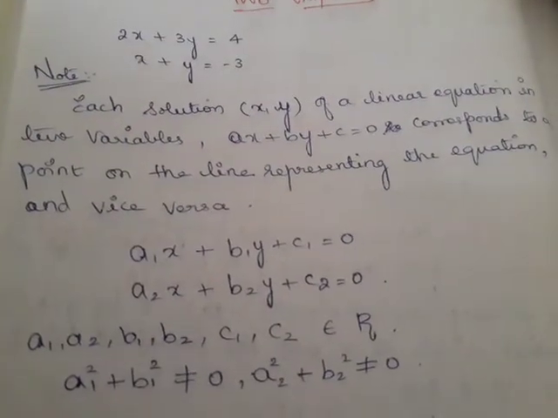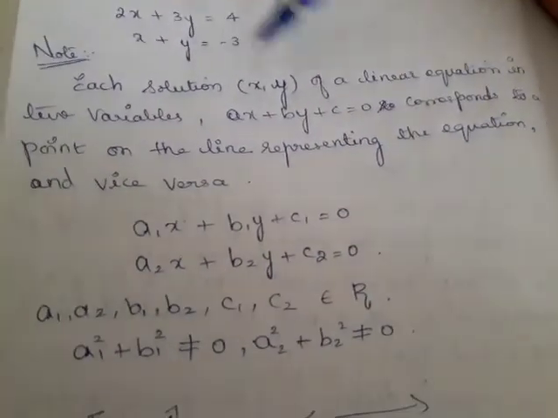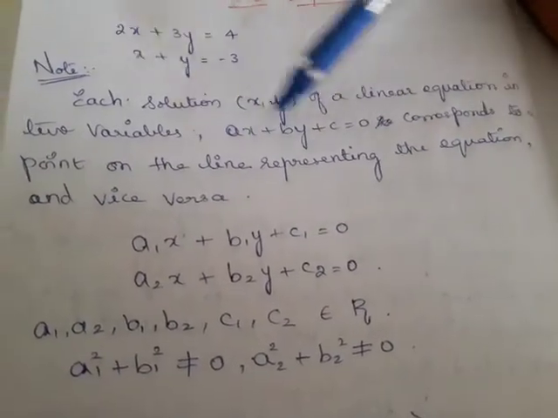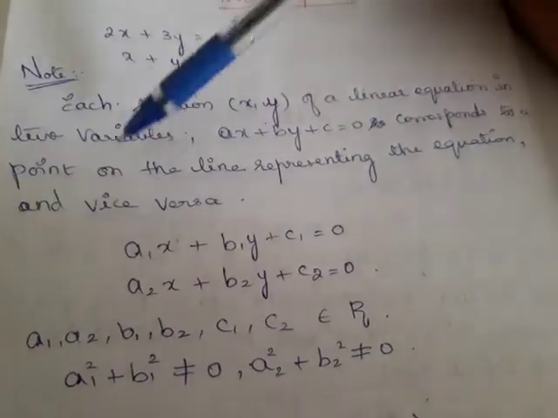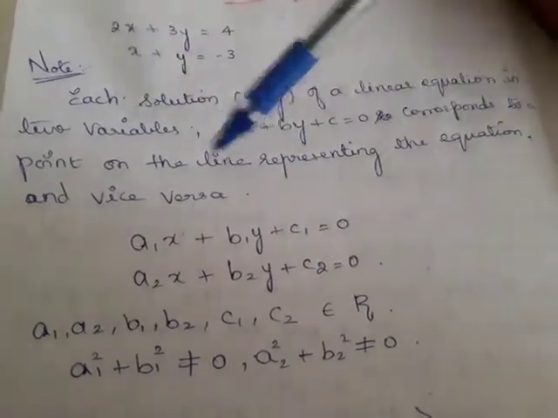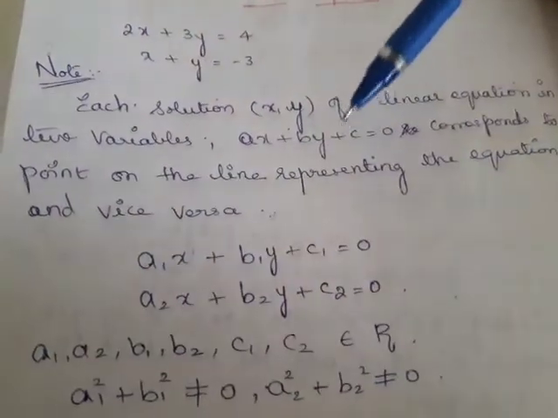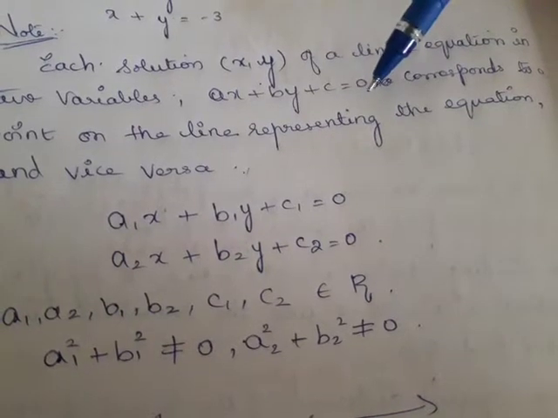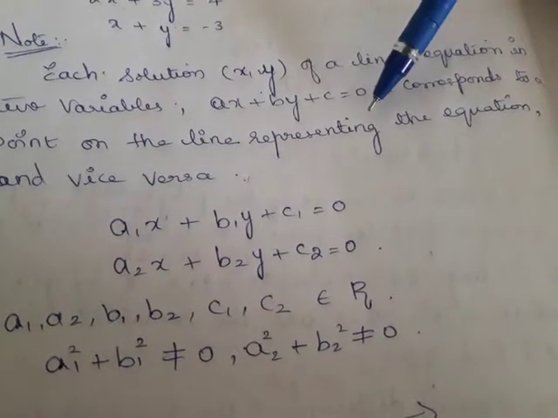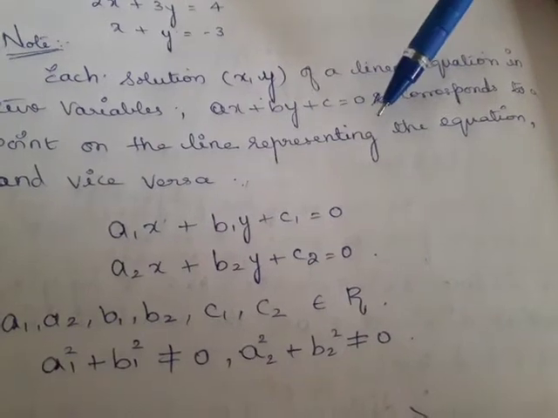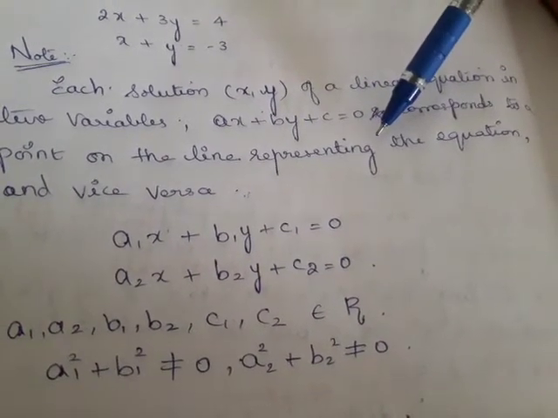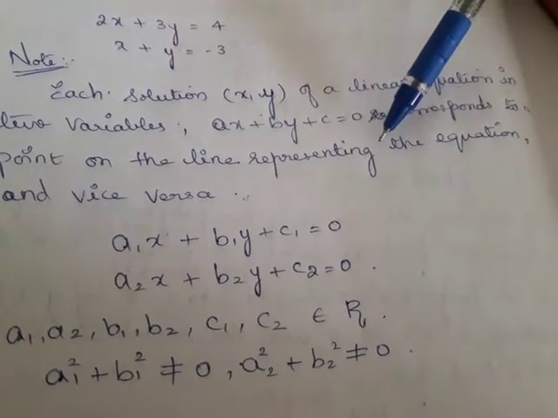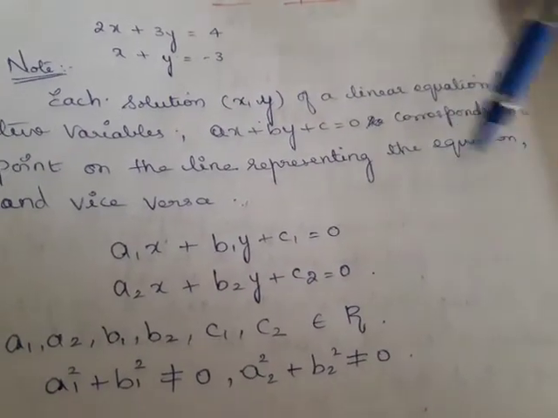So listen, an important note which you should know and remember. Each solution (x, y) of a linear equation in two variables, ax plus by plus c, corresponds to a point on the line representing the equation and vice versa. This also we learnt in class 9. What does this say? A linear equation can be expressed geometrically or graphically by a straight line, and we know every solution of that equation will lie on the straight line, or every point on the straight line is a solution of the equation.